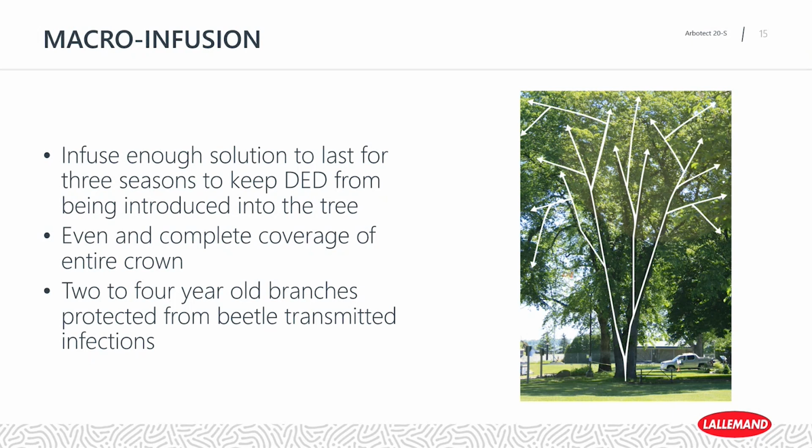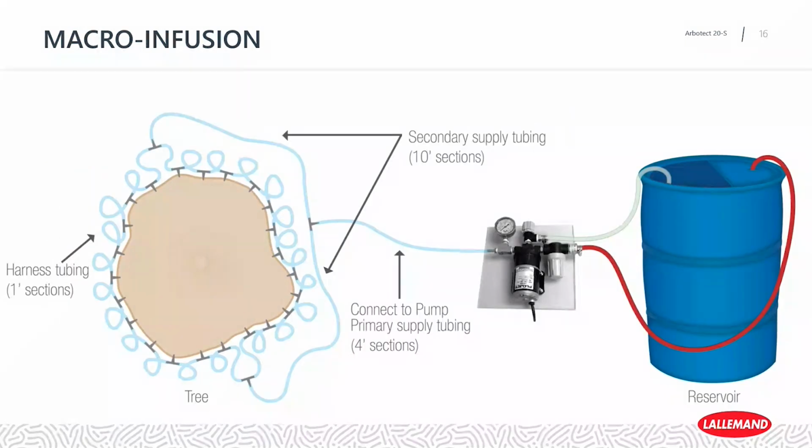So trunk tissue, if we were to consider injections in the trunk, is hard and rigid. It's highly compartmentalized. And so infusions in the trunk tissue will provide very limited lateral movement of the solution and will result in small portions of the crown receiving a large dose of Arbotect, with other areas receiving none. So this is what it looks like.